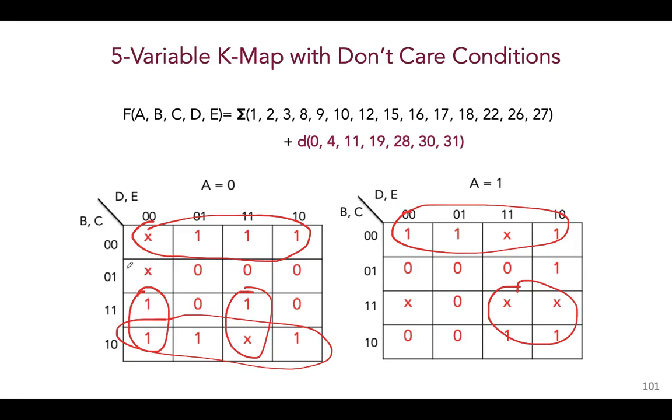All the X's that are left don't have to be grouped together, because then we are thinking of this as 0. We don't care about this X. We're not concerned with this X. We are only concerned with it if it helps us form a group with some ones. So you can try solving this on your own. You can try this simplification.